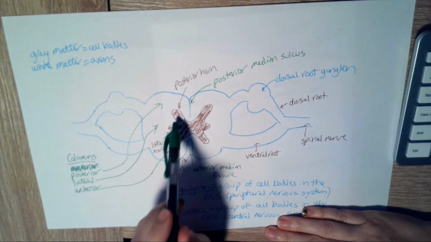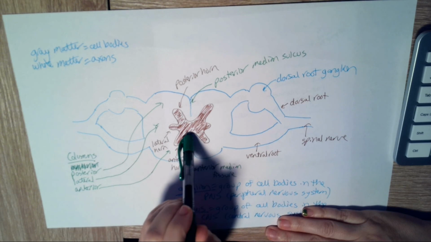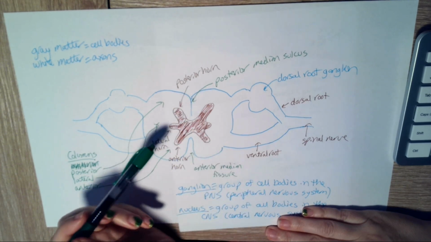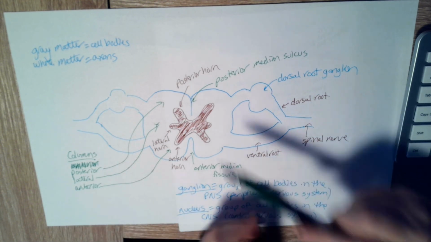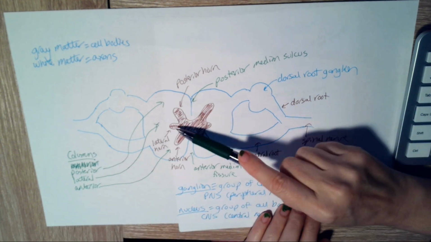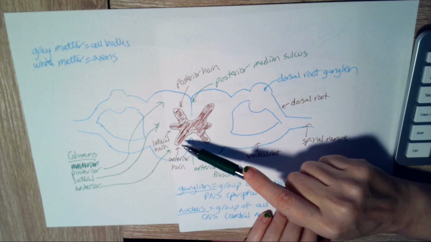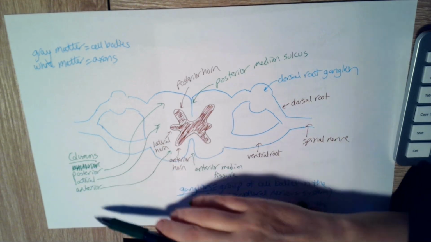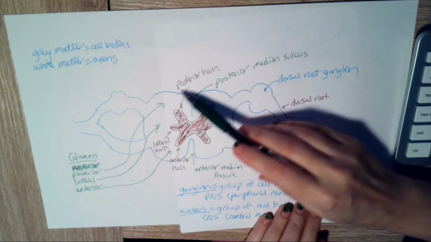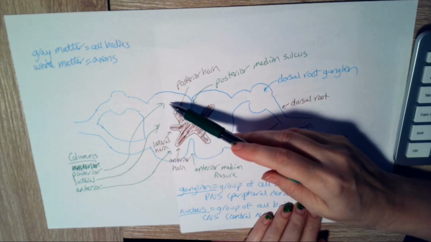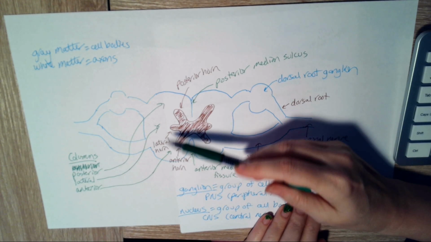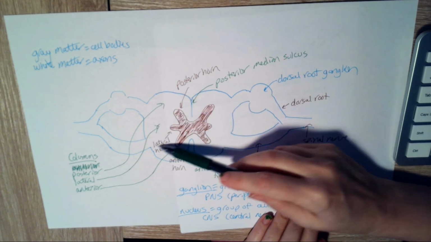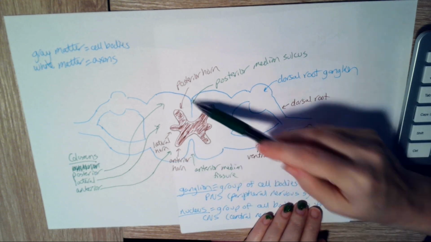So let's start with the horns, the dark matter, where we have cell bodies. We call the horns by whether they're in the back, the side, or the front. So we have the posterior horns in the back, the lateral horns on the sides, and the anterior horns in the front. The columns, we already mentioned those. That's where we have axons, and they're named whether they're in the back, the side, the front, just like the horns are. So the posterior column, the lateral column, and the anterior column in the front. And it would be a mirror image on the other side.